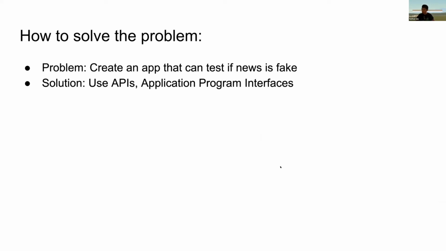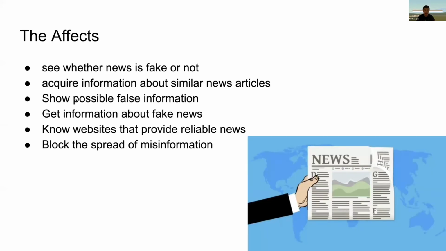To solve the problem, we want to create an app that can detect fake news and provide the user with relevant news articles. This app should tell the user whether the website they inputted has fraudulent news or not, and we can do this by using APIs.